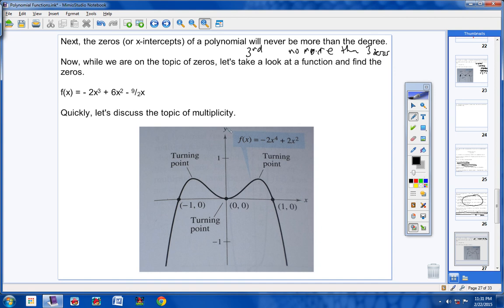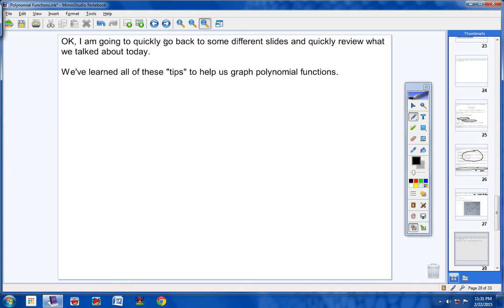Then we talked about multiplicity. With even multiplicity, the x-intercept is going to be tangent. The graph will be tangent to the x-axis there. If the multiplicity is odd, then the graph will go through the x-axis at that point. Alright, and so we've learned all of these tips to help us graph polynomial functions.